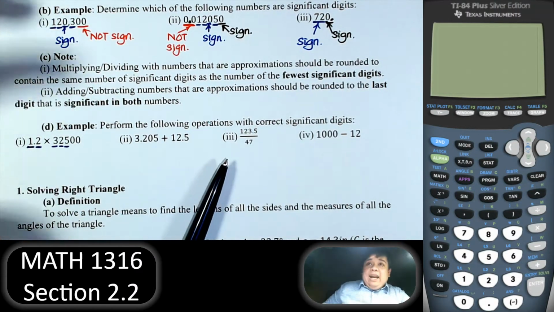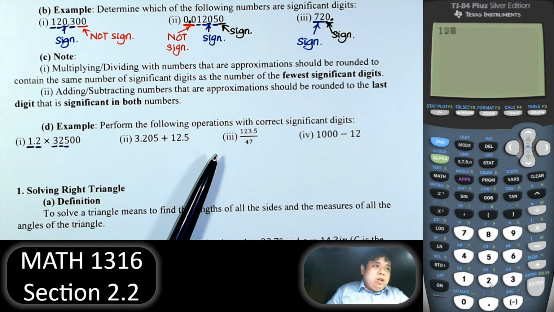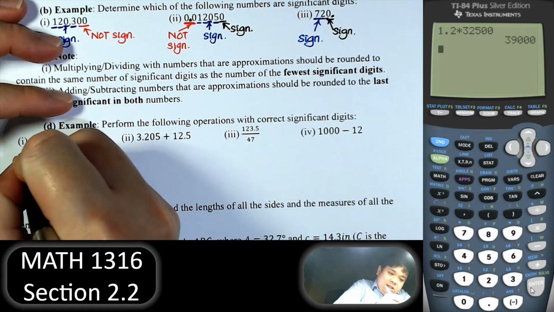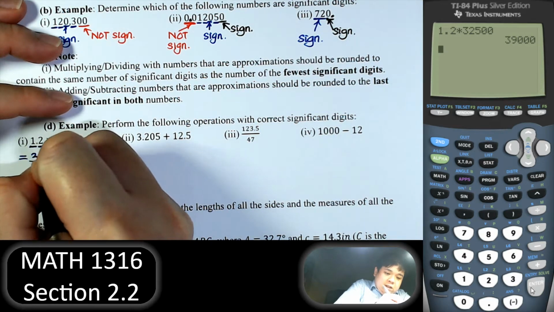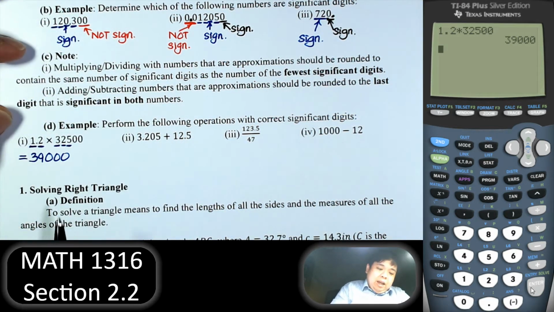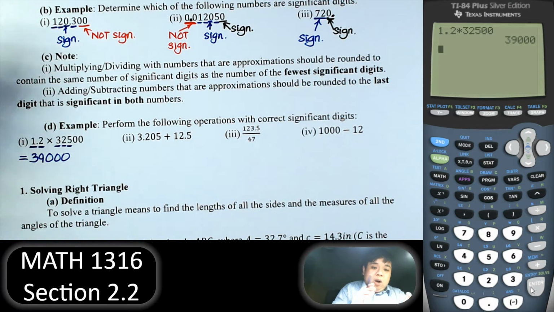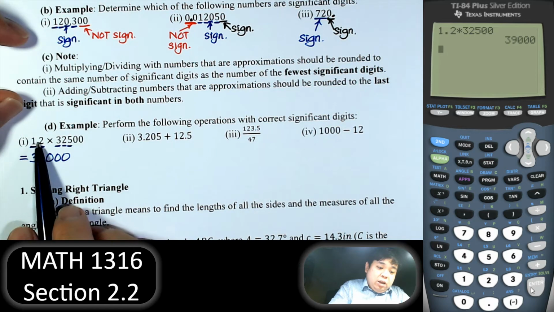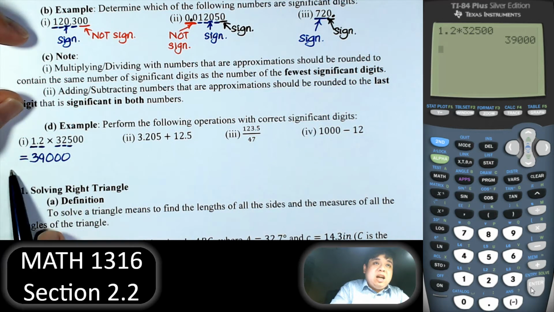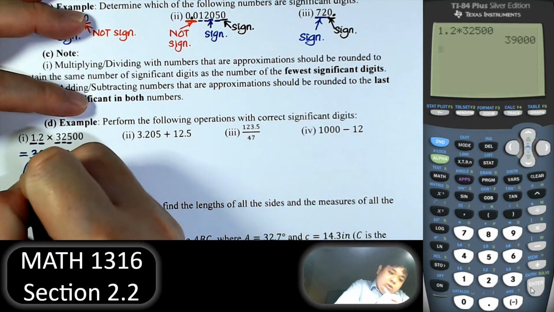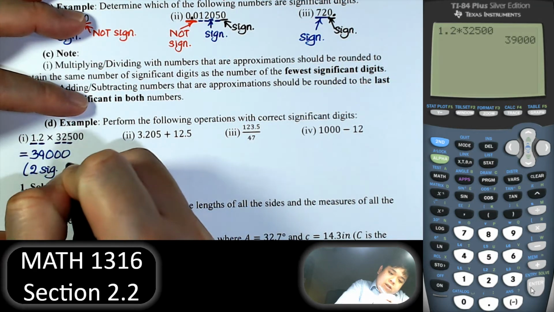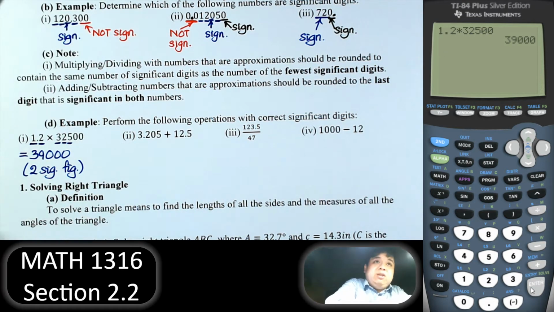Right. So then I just use a calculator. 1.2 times 32,500. Right, I have 39,000. And the result, we have 2 significant figures times 3 significant figures. We round it to the one with 2 significant figures. So this is perfectly fine. 39,000, 2 significant figures in the result.